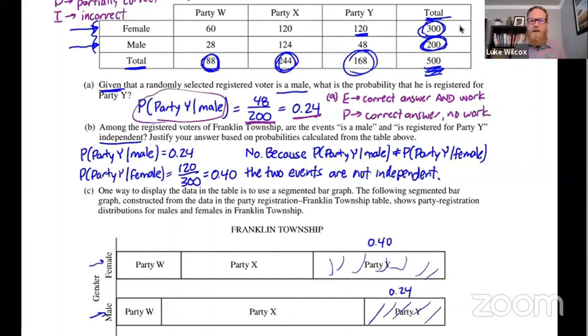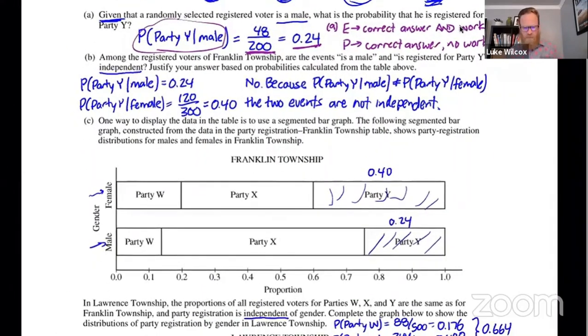And anything less than that would be an I for incorrect. Okay, let's move down to part B and talk about how this one was graded. So I'm going to write the rubric down here. This is the grading for part B. So here's the important thing to know for this rubric. There are 3 different probabilities that could have been used in order to answer this question.